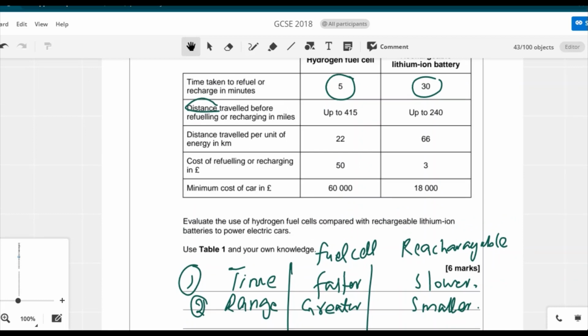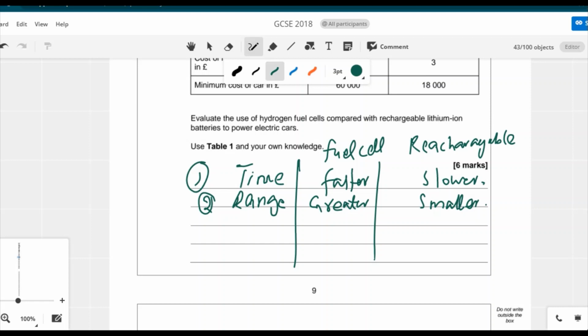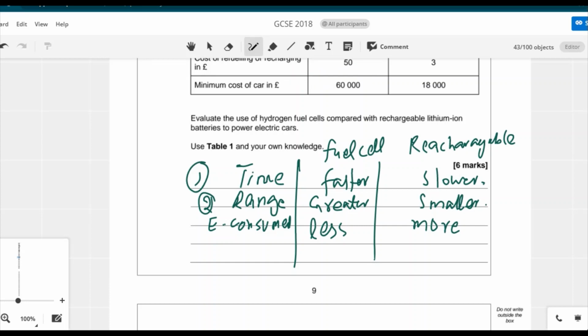When we see this, the lithium ion batteries consume more energy compared to the fuel cell. So the energy consumed in the rechargeable batteries will be more, while the fuel cell consumes less energy. Or, the lithium ion uses more energy compared to the fuel cell.